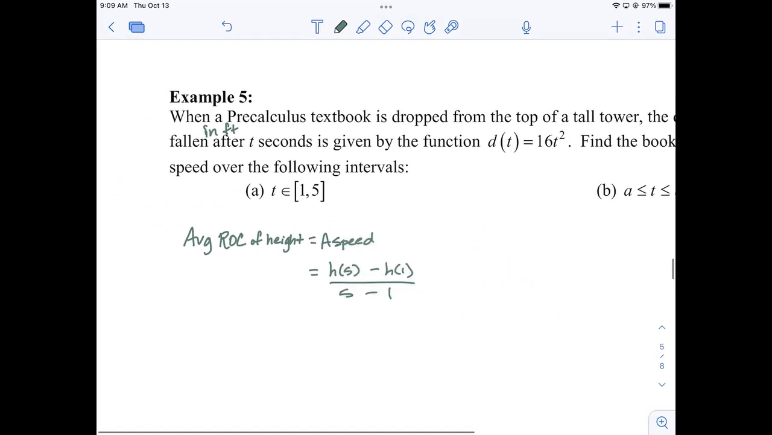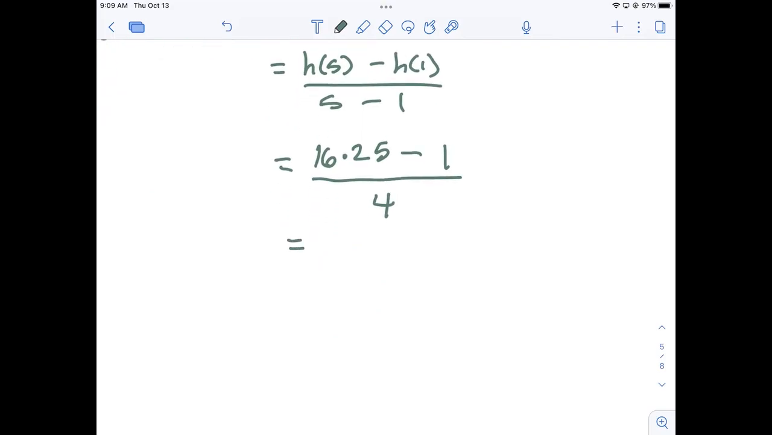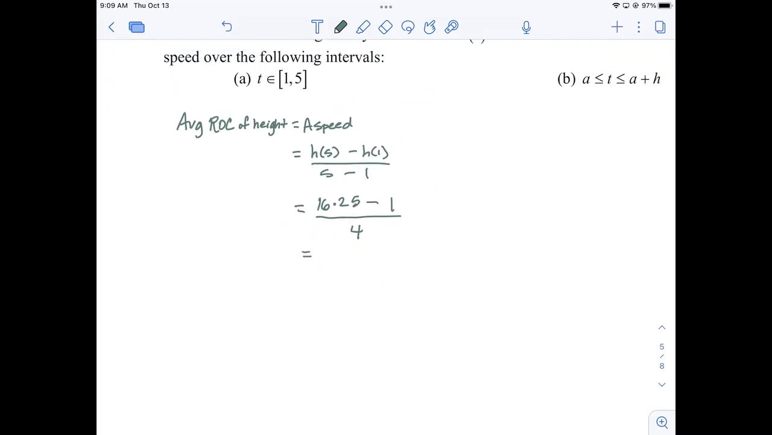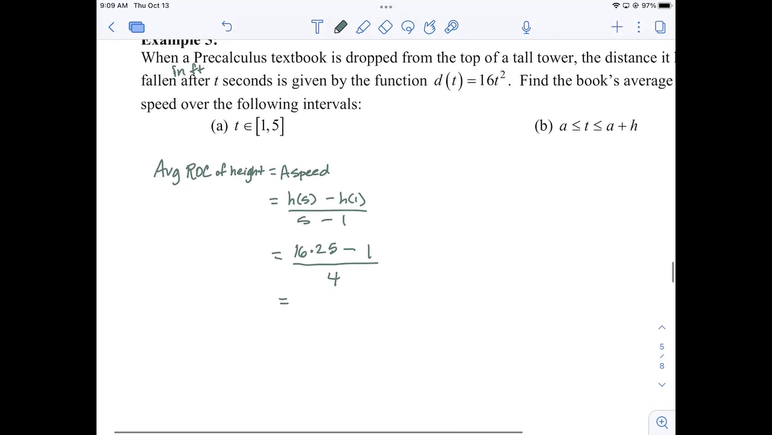So how are we going to figure out h of 5? Well, we'll plug it in. So it's going to be 16 times 5 squared is 25, minus, I plug in a 1, all over 5 minus 1, which is 4. Yikes. How are we going to do 16 times 25? I called it H, sorry. I had tunnel vision. I'm calling it D up above. The distance it has traveled.